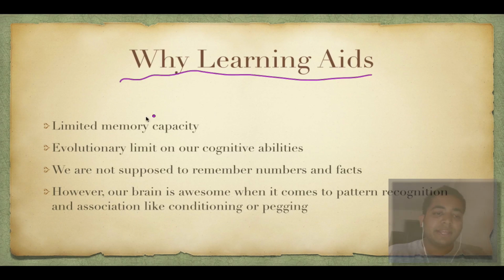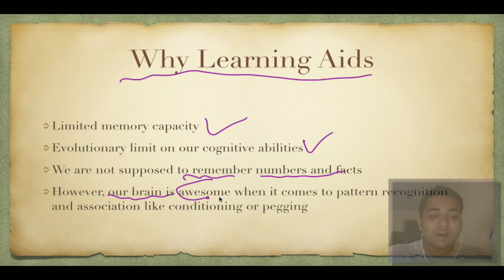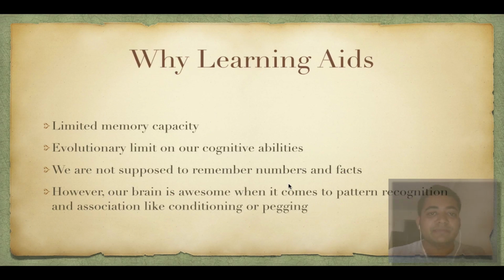Why do we need learning aids? Because we have limited memory capacity, an evolutionary limit on our cognitive abilities. We're not supposed to remember numbers and facts. Have you ever questioned yourself? We are not supposed to remember them. However, our brain is awesome when it comes to pattern recognition and association, like conditioning or pegging, etc.